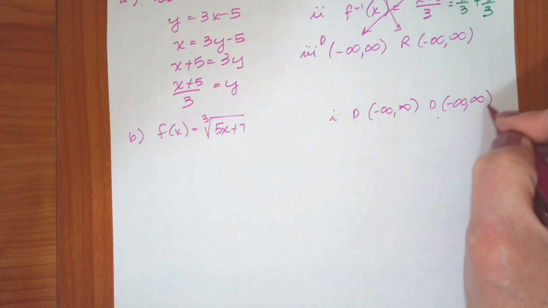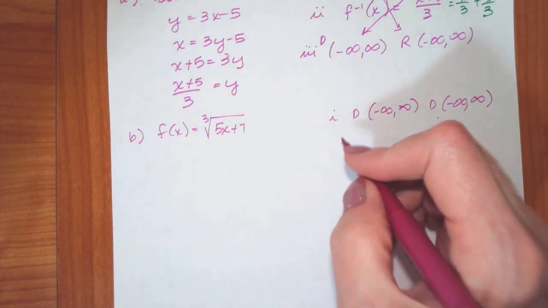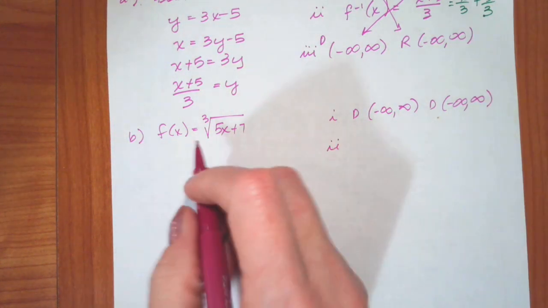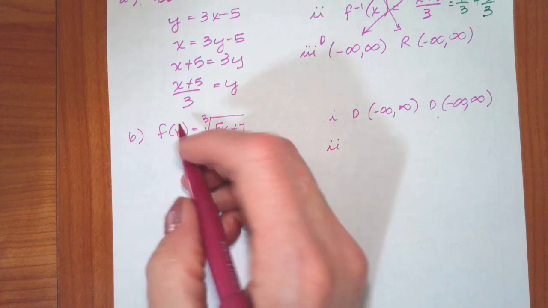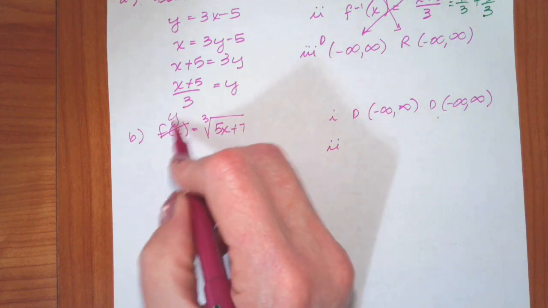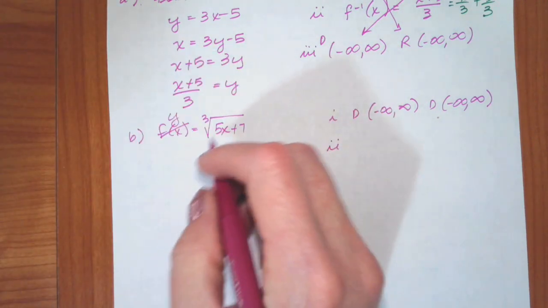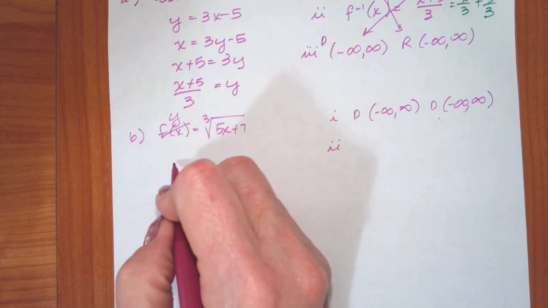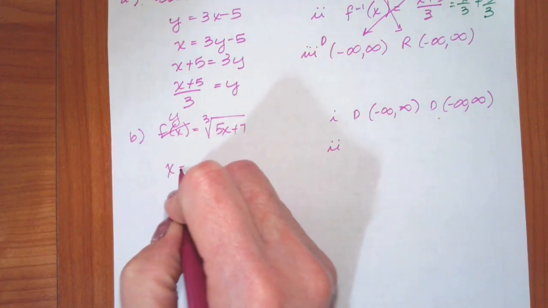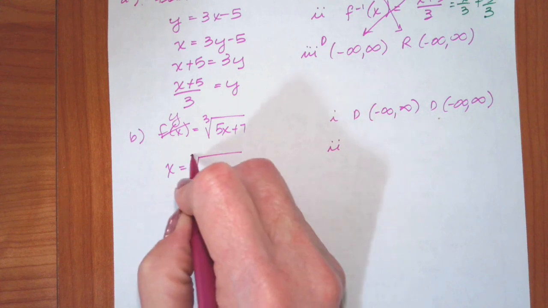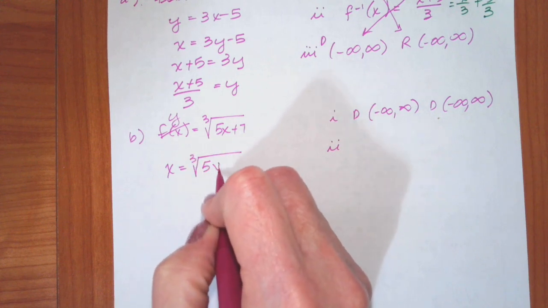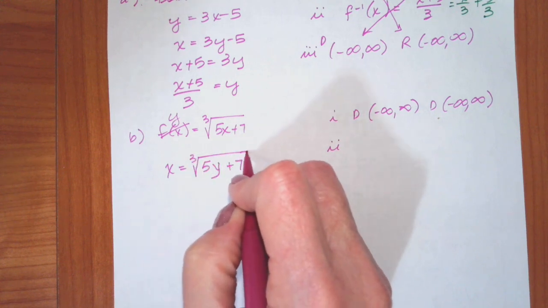Okay. So I'm going to find the inverse of that. So let me just go ahead and take a couple of shortcuts here. All right, I'm going to switch the y and the x. So this gives me x is equal to the cube root of 5y plus 7. I almost goofed there.